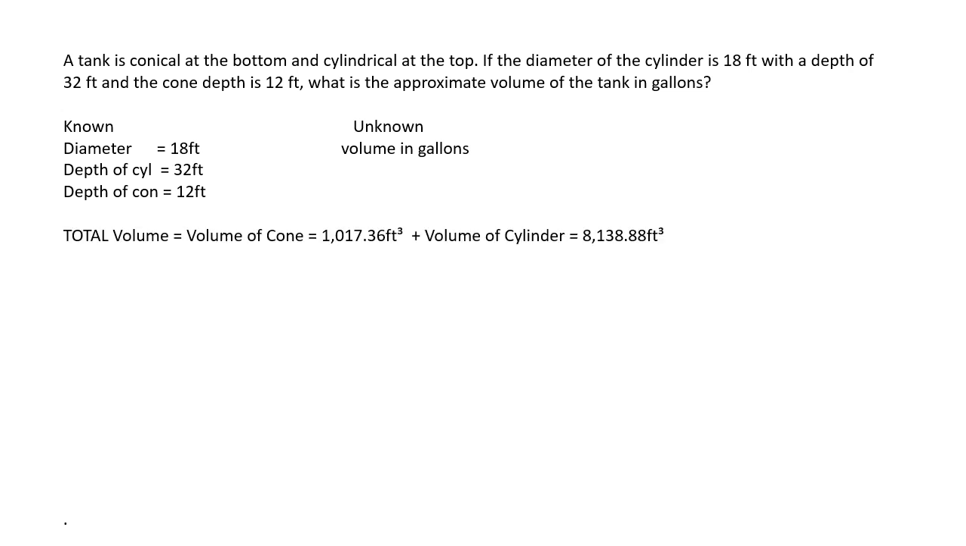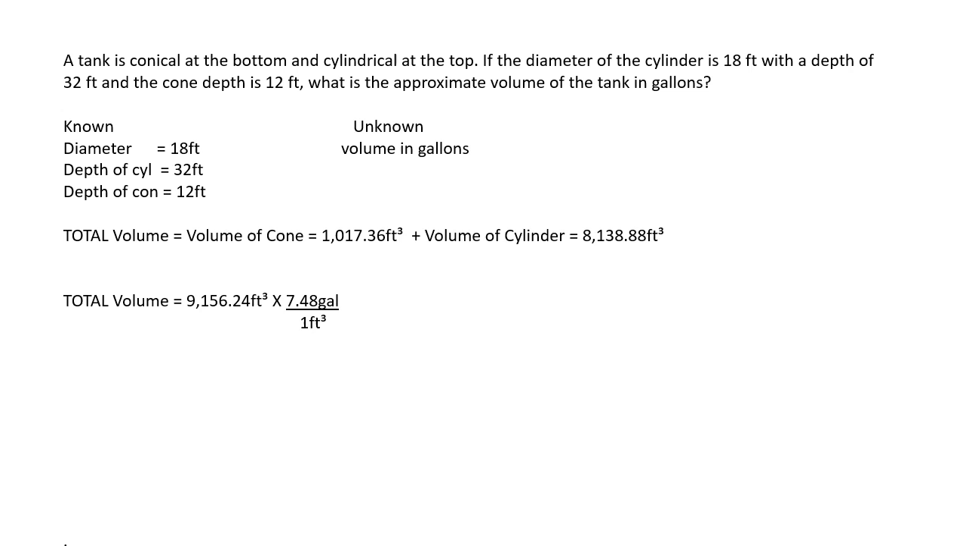The total volume is the volume of the cone of 1,017.36 cubic feet plus the volume of the cylinder, 8,138.88 cubic feet. So the total volume is 9,156.24 cubic feet. Now we want gallons, so we're going to multiply this by 7.48 gallons per cubic foot.